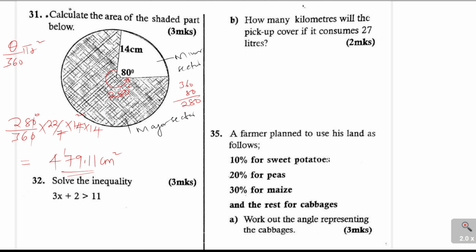Another way you can get it is to find the area of the circle and then subtract the area of the minor sector, which is a lot of work. So we go to question 32.